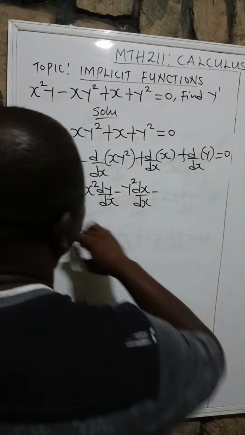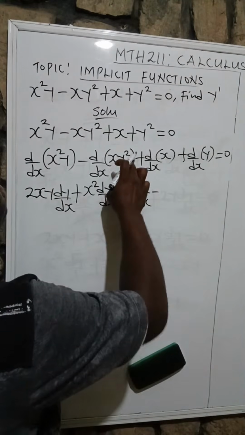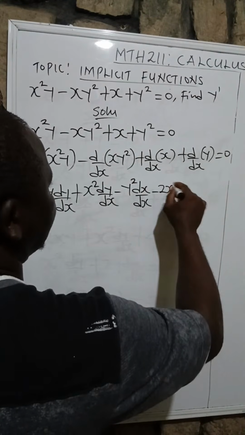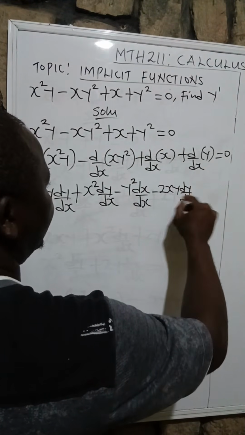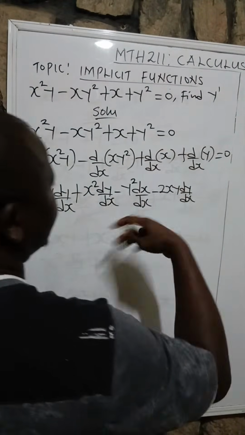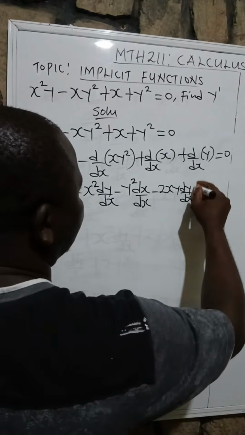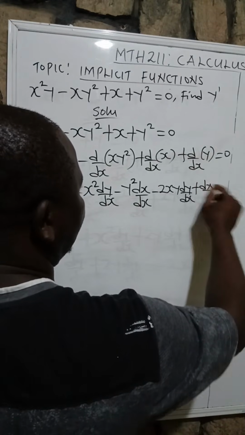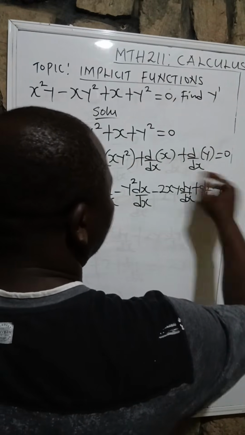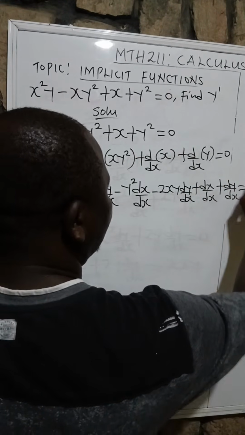So minus whole x, then differentiate y squared, going to give you 2y times x, 2xy dy all over dx. Then if you differentiate x, it is 1, so 1 times dx is the same thing as plus dx all over dx. Then differentiate y is 1, then plus dy all over dx equals 0.